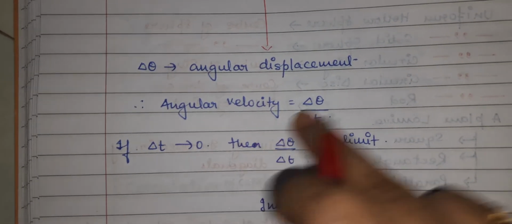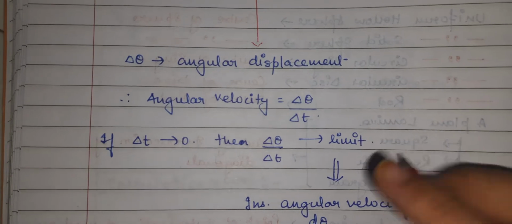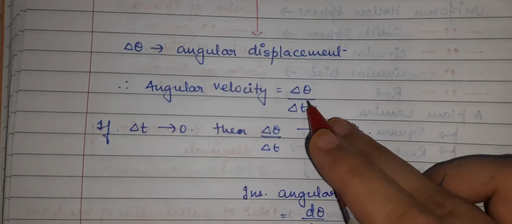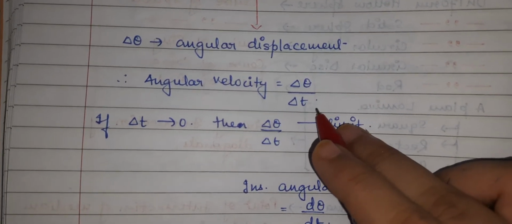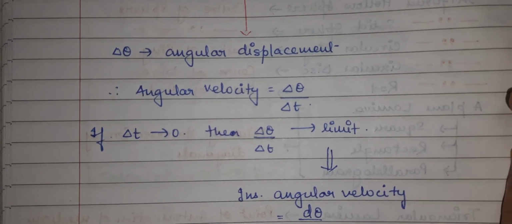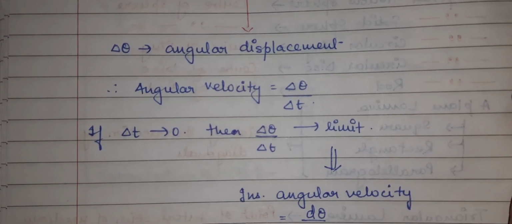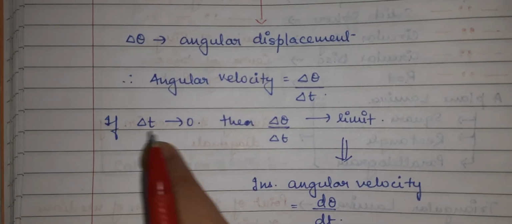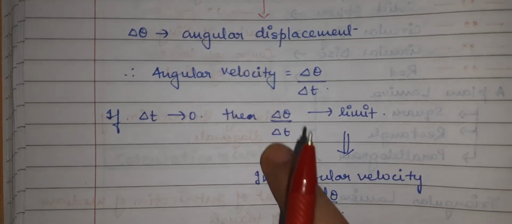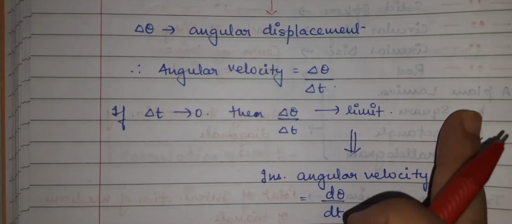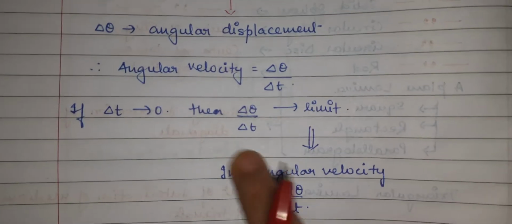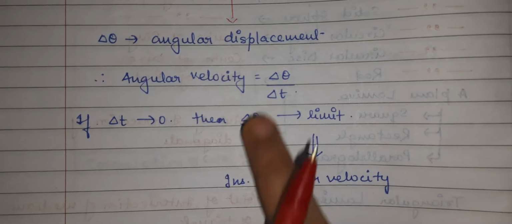If I want to find the angular velocity with it, we know the formula of velocity: velocity is equal to displacement upon time. In a similar way, angular velocity will be equal to delta theta upon delta t. So angular velocity of a particle is the time rate of change of its angular displacement. This is the definition. If delta t tends to 0, the ratio delta theta upon delta t approaches a limit, which is the instantaneous value.